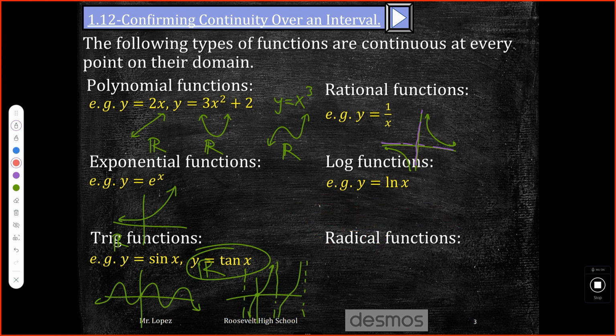Radical function. What's a radical? A radical function goes like this. Starts here, and then it just shoots out this way. So this is continuous on its domain, but not on the reals.